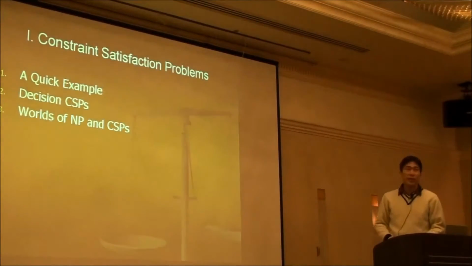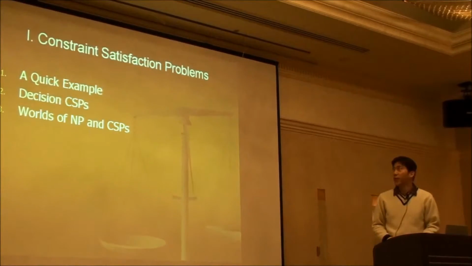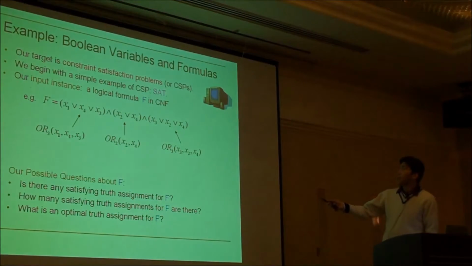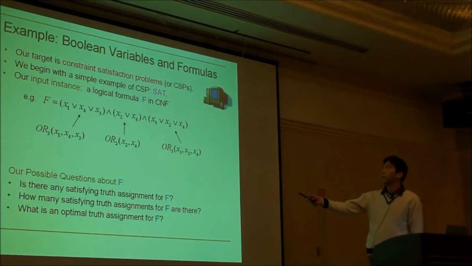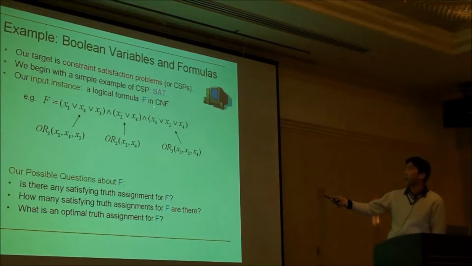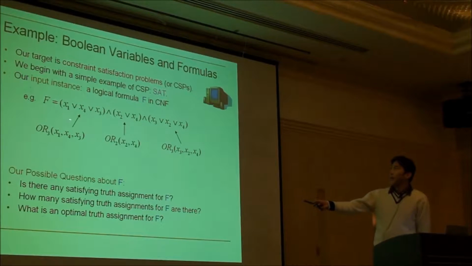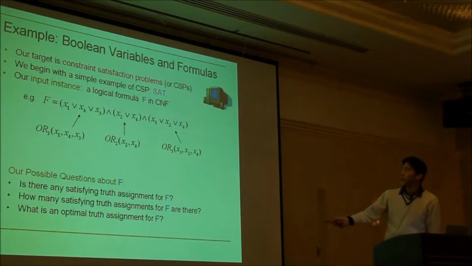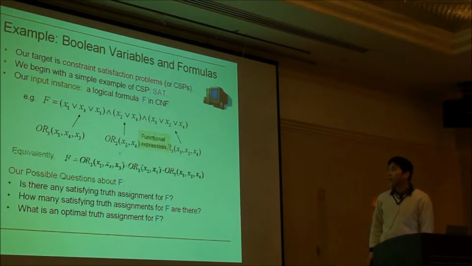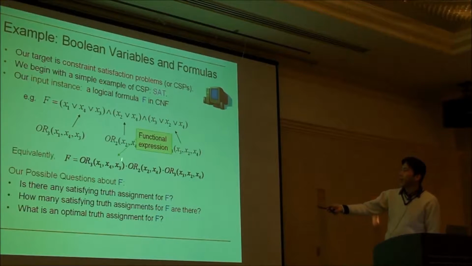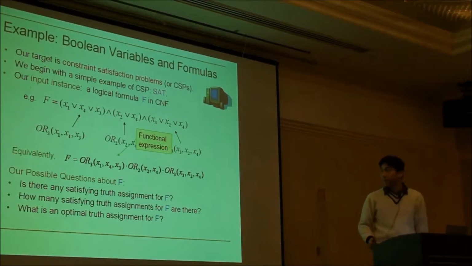Now, I start with a very brief introduction to the constraint satisfaction problem. Our example here is a satisfiability problem, and I just picked one logical formula as an input in CNF form. Here, this is just one example: ANDs of ORs, three ORs. For simplicity, I ignore the negation operation here. We can write this particular formula in a functional version, which is just the product of the three ORs.